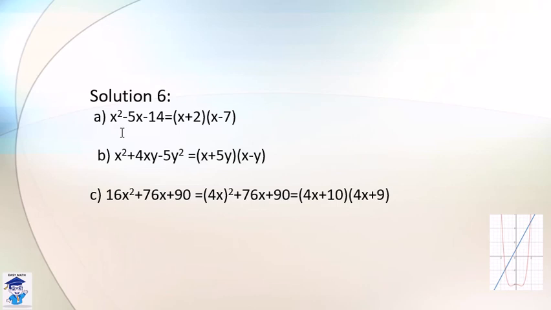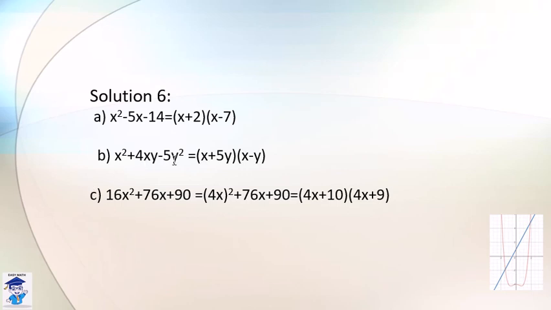Solution A. We can see the third term is negative 14, so you can make the 2 negative 7. The middle one is negative 5x, and then here we double check: negative 7x plus 2x is negative 5x. So the final answer of A is x plus 2 times x minus 7.